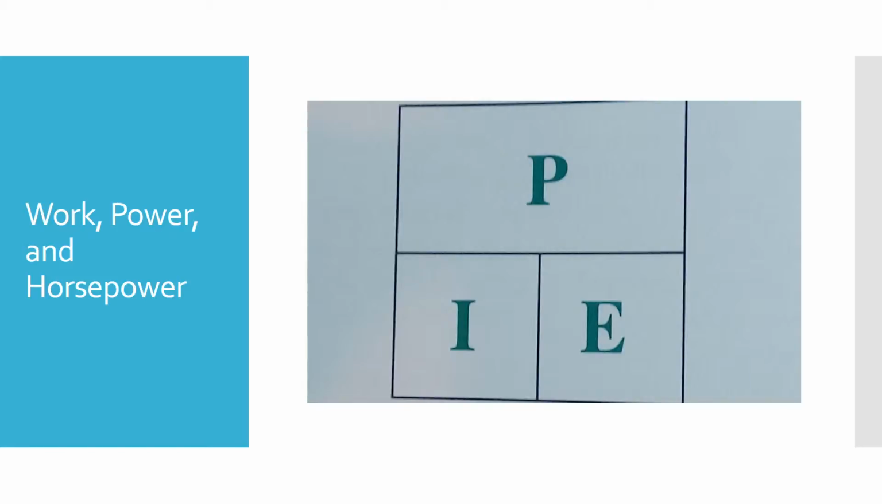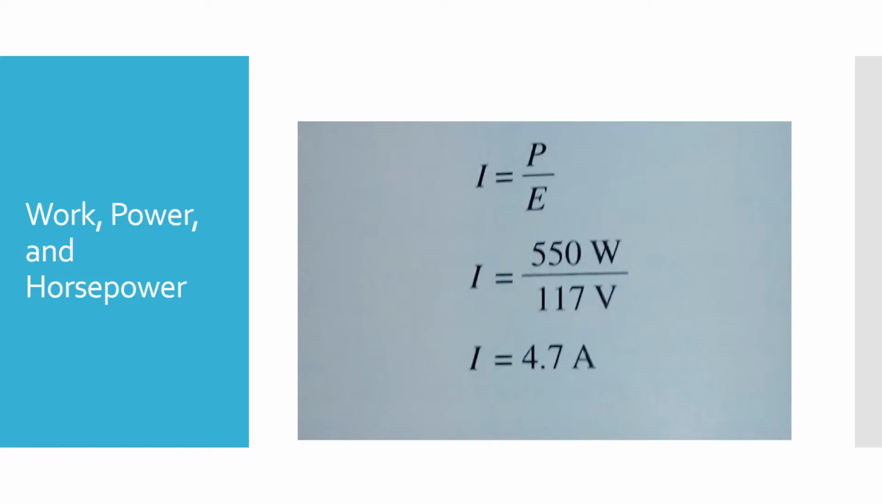Example. A circuit with an unknown load has an applied voltage of 100 volts. The measured current is 2 amperes. How much power is consumed? In this problem, power equals current times voltage. Again, power equals 2 amps times 100 volts. Thus, power equals 200 watts.